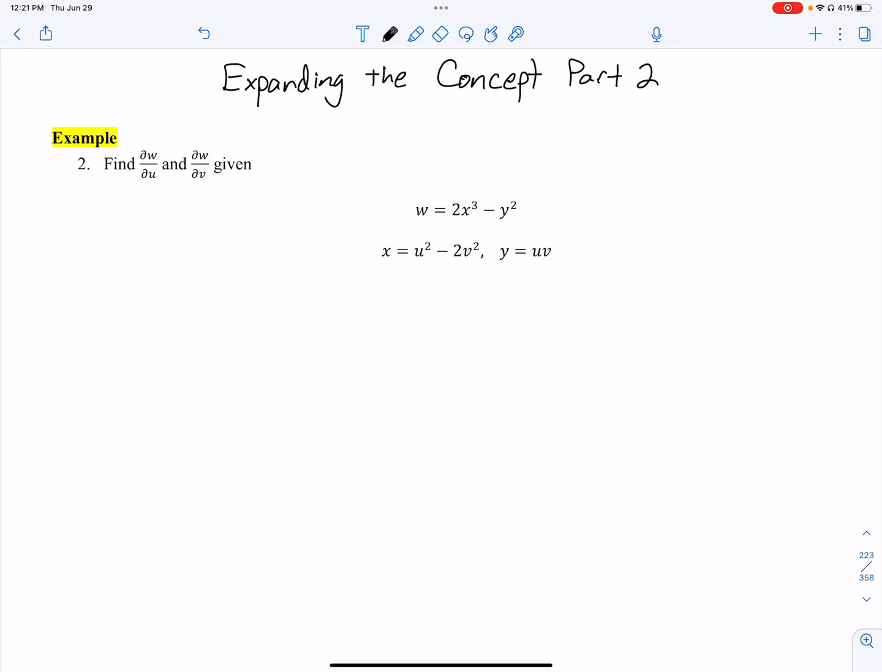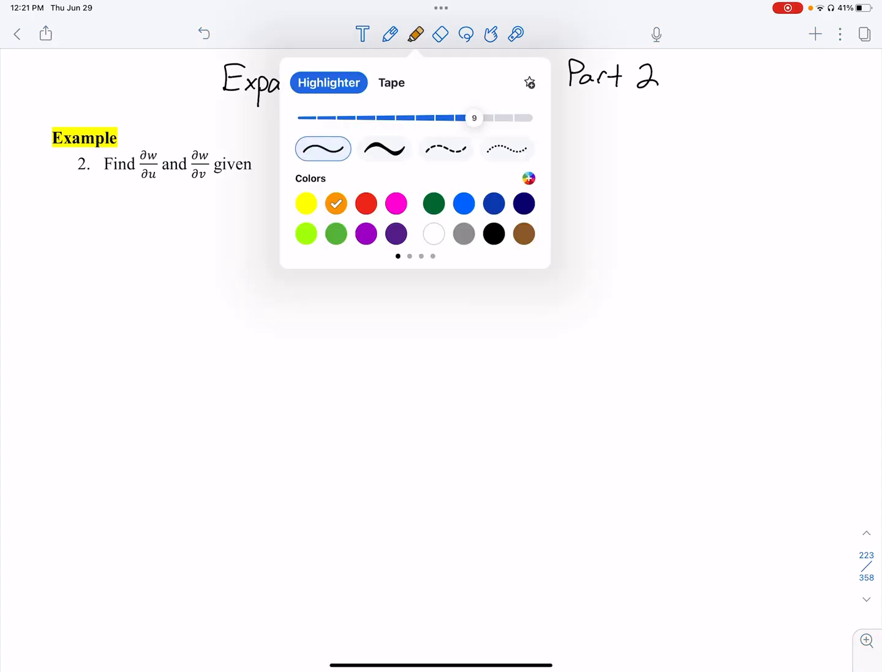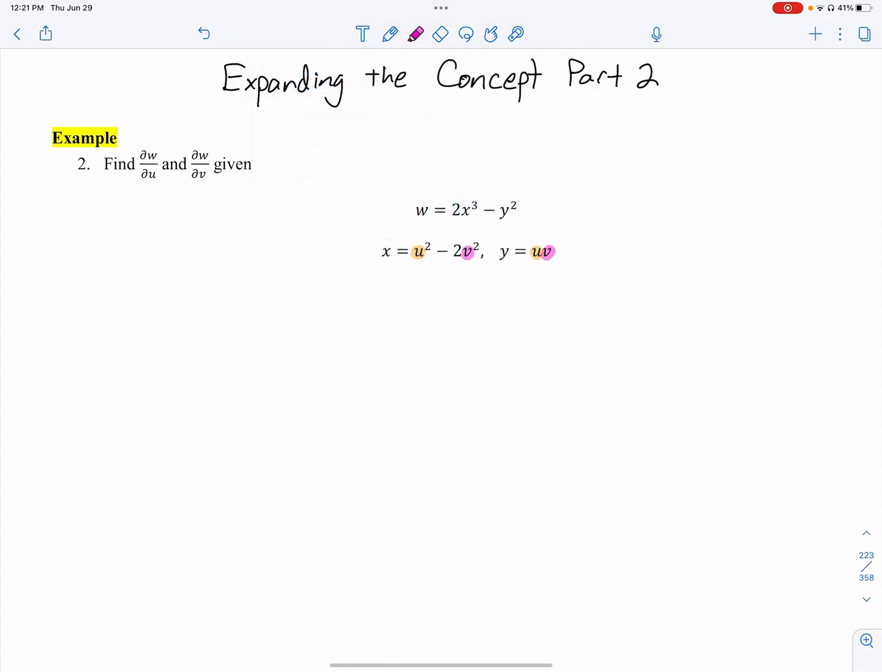This video will continue our discussion of the chain rule in 3-space. We're going to expand the concept a little more. Notice they want two derivatives here, and the reason is we still just have a w that's based on x and y, but our x now has a u and a v, right? So x is dependent on two variables and y is dependent on two variables.